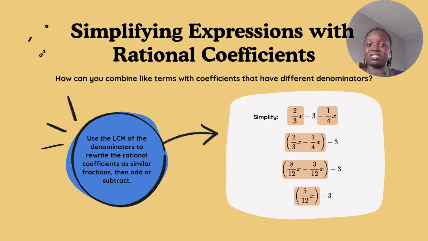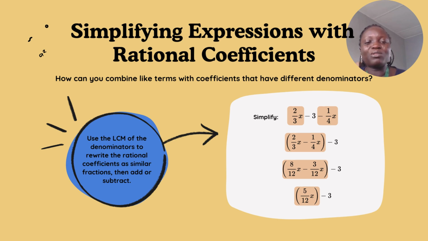You look for the LCM of the denominators of the like terms, that is 2 over 3 x and minus 1 over 4 x. We have 2 over 3 minus 1 over 4 in brackets, with x. What's the LCM of 3 and 4? Correct, 12. So we have 12.